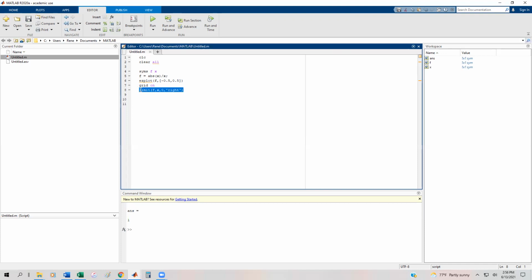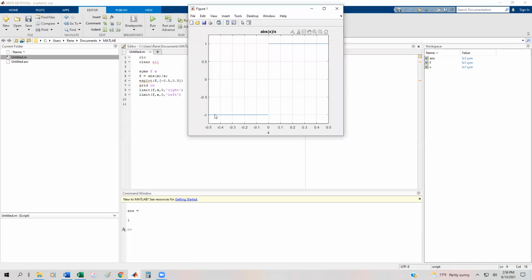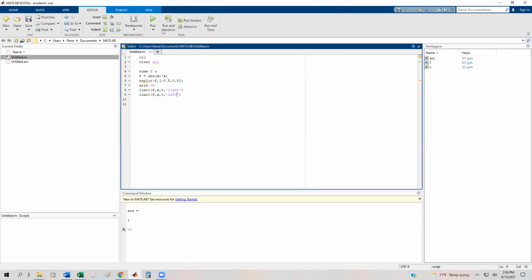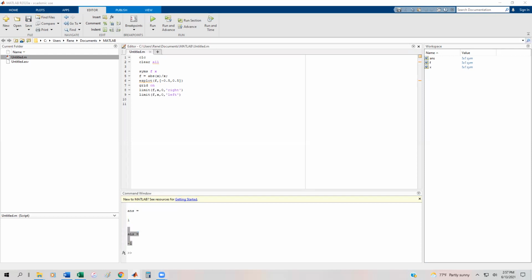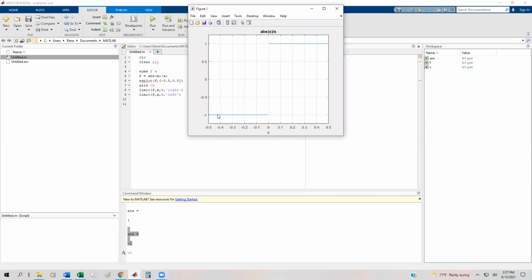I'm going to copy and paste this, and I'm just going to change this to left, and it should be -1, right? If we're looking at the graph, clearly this is a value of -1. So I'm going to execute this. All right, and here's our -1. And if we look at the graph, again, substantiated right here.